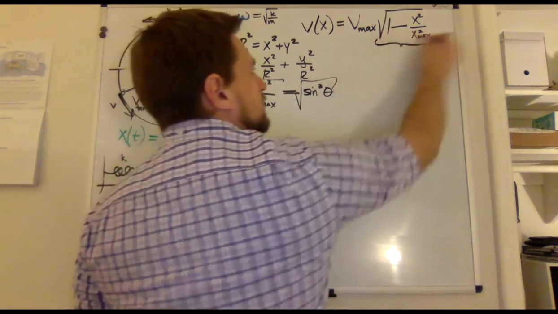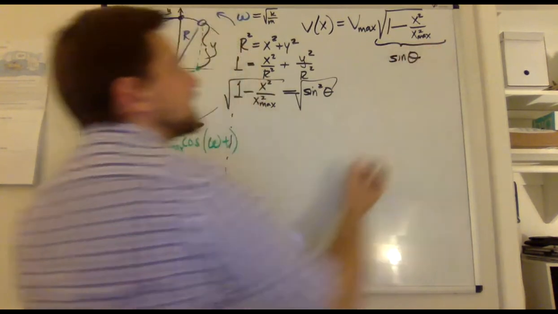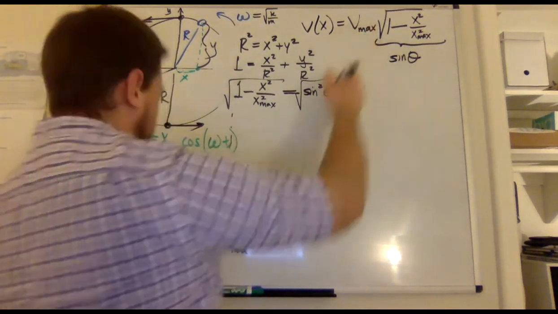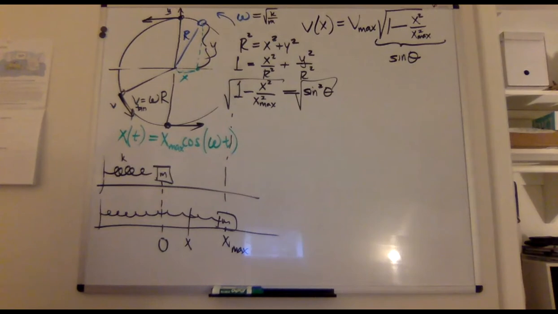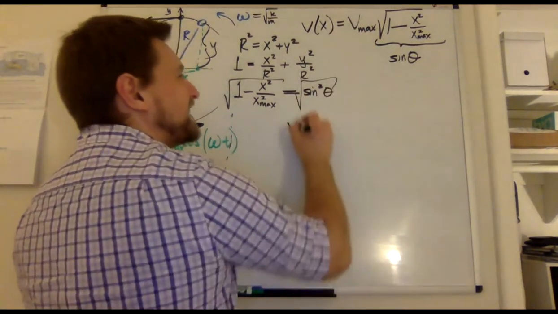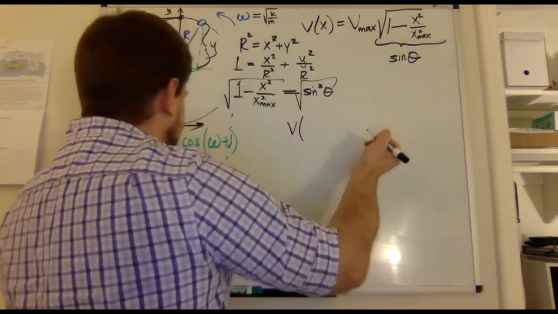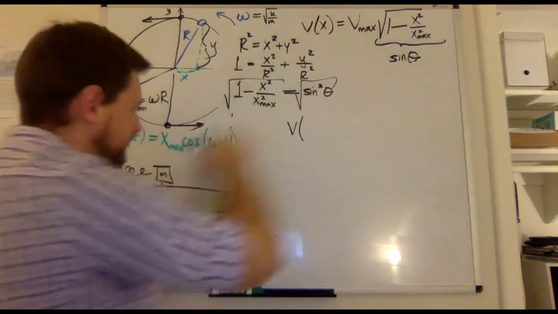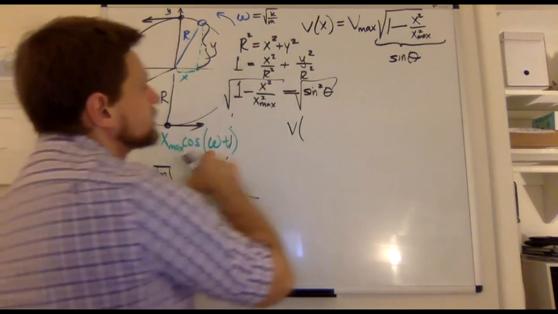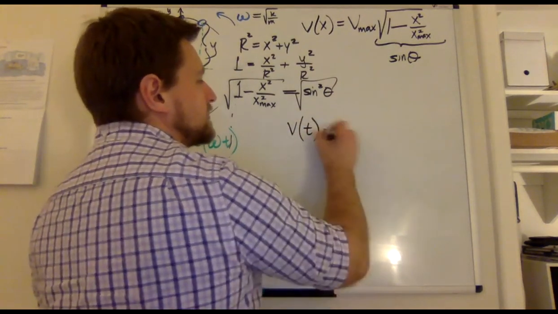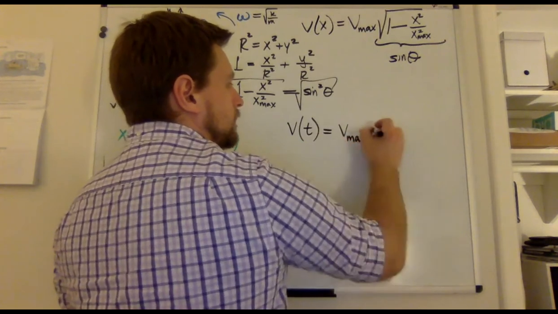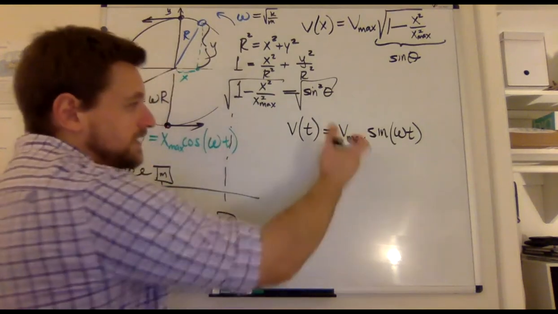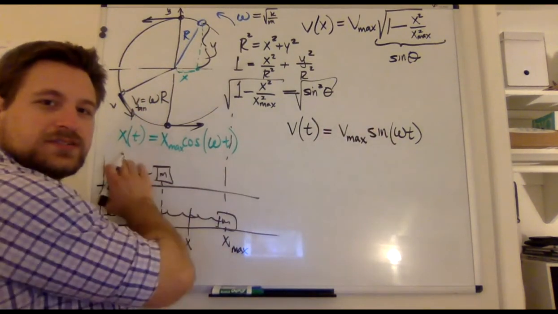So this thing, sine theta. So, wait a minute. So now we're saying v of theta, because you tell me theta, I can tell you the value of this, but theta is omega t. So this is the velocity as a function of time. An amplitude and a trig function, just like the position function.